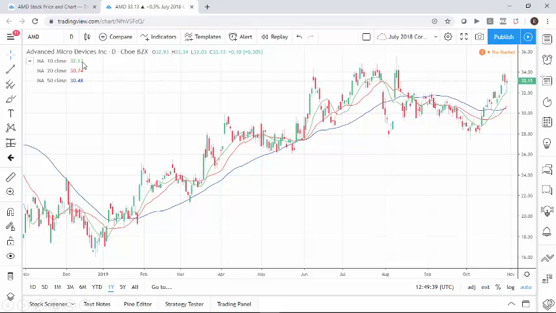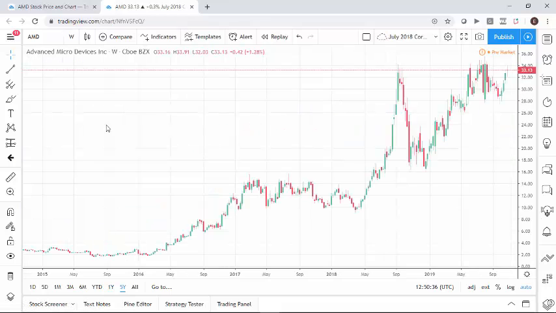You can see the 10-day is $32.13, the 20-day $30.74, and the 50-day $30.48. So that is a bullish indication.